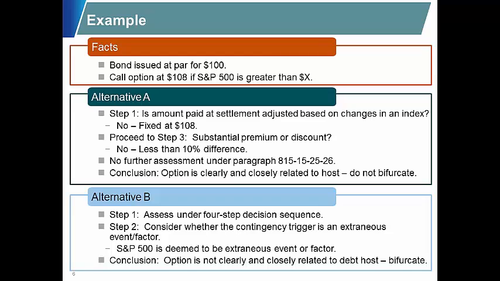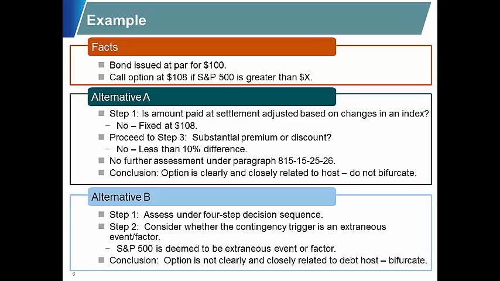Under Alternative A, an entity would do as follows. Step 1, is the amount paid at settlement just adjusted based on changes in an index? No, it's fixed at 108. Or another way to say it is the amount paid is not adjusted for changes in the S&P 500. So next they would go to step 3. Is there a substantial premium or discount? No, it's less than 10% difference, so no further assessment is required. An entity would conclude that the option is clearly and closely related to the host instrument and would not be required to bifurcate.